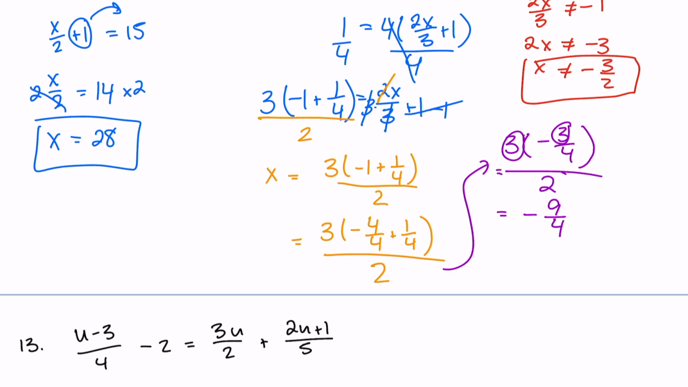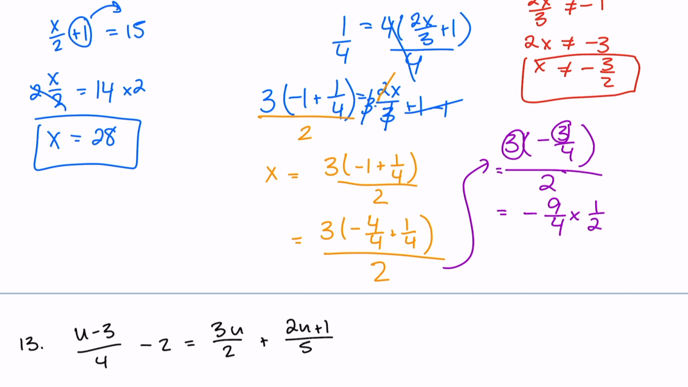And when you're dividing by 2, that's the same thing as multiplying by the inverse or the reciprocal. So 1 over 2 or 1/2. Now when you're multiplying fractions, you multiply the numerator with the numerator and the denominator with the denominator. And so we end up with negative 9 over 8 as our answer.